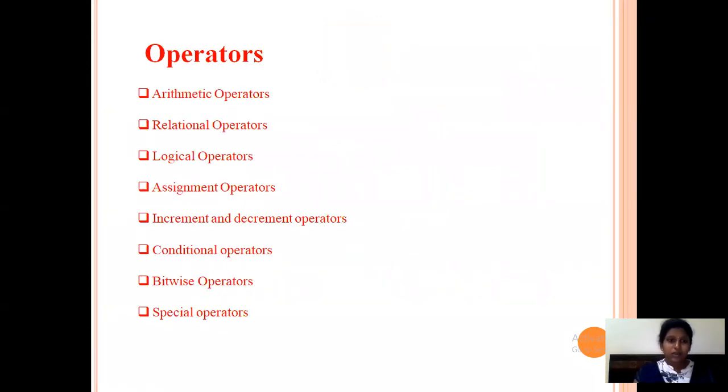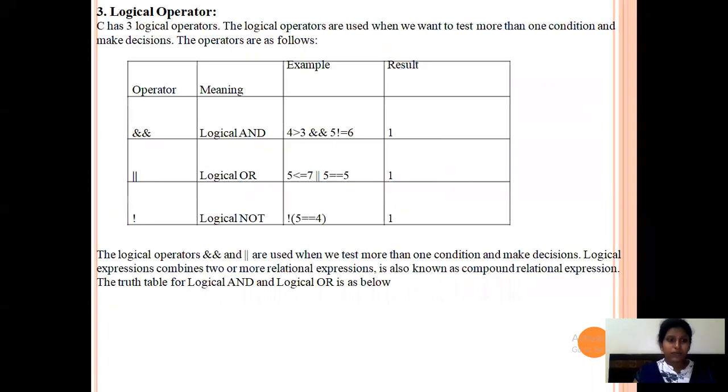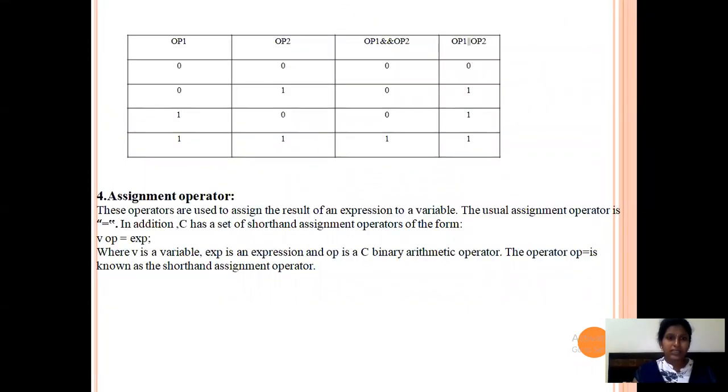We have seen the first three operators. Let's go for the fourth operator called an assignment operator. These operators are used to assign the result of an expression to a variable. The usual assignment operator is equal to.